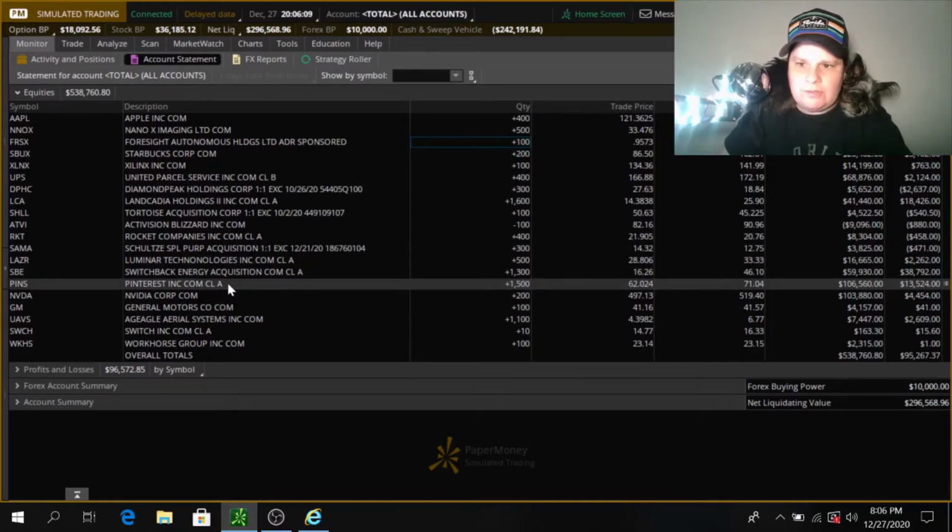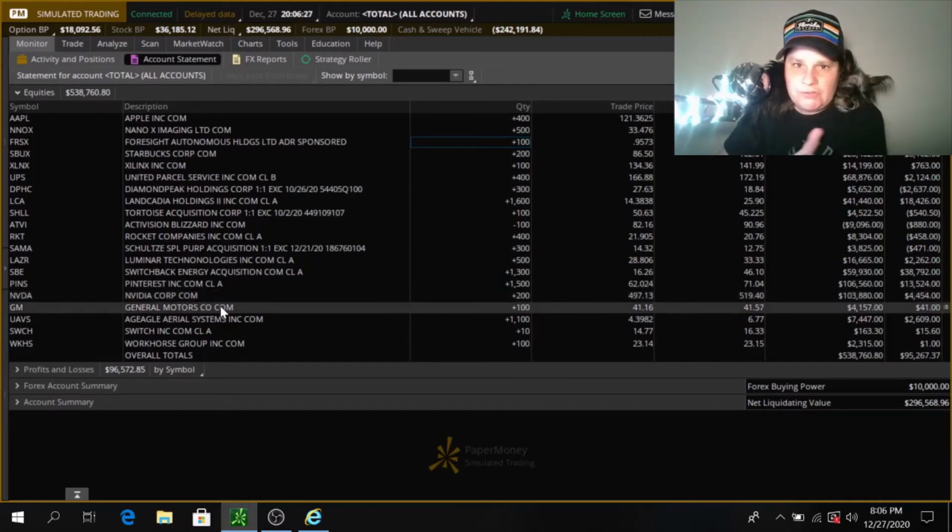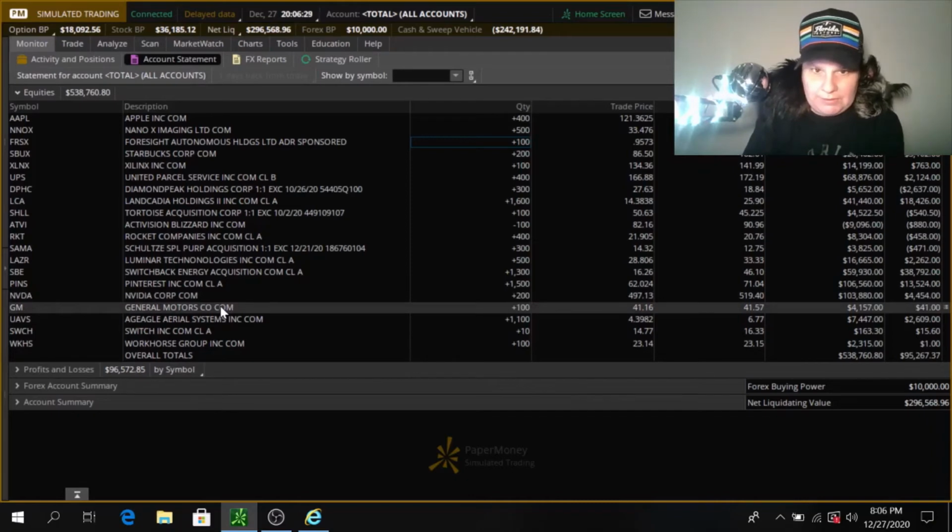Pinterest, of course, love this company. A lot of great advertising, a lot of women come to Pinterest to shop. Nvidia, another favorite of mine, okay? Got in at $4.97, it's at $5.19 now. This just shows you over a course of a couple months when you're using larger amounts of money, how much money you can make. I mean, these are some nice little chunks of change here.